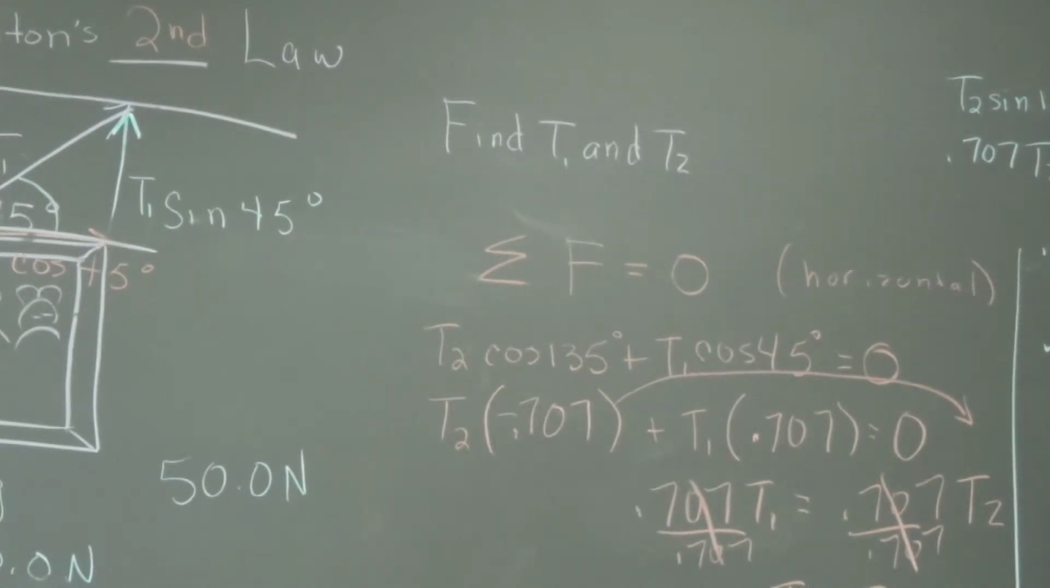Last step, divide both sides by 1.414. So Alex, 50 divided by 1.414 equals 35.36. Yeah, I'll do 35.4, it works anyways. And that is newtons. Superb. Newtons. Did you catch that, Hunter?